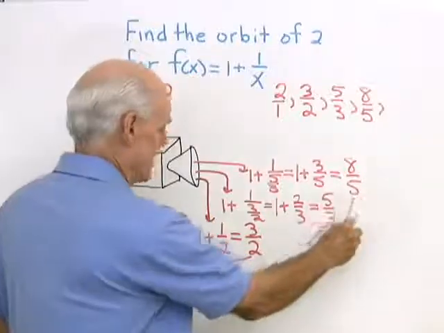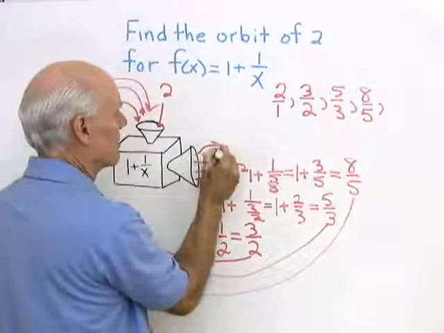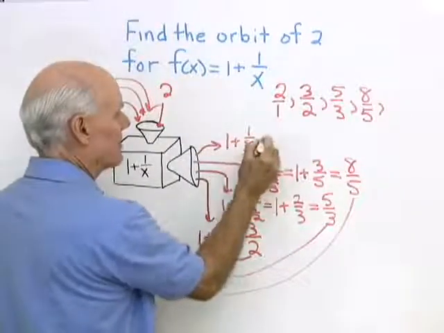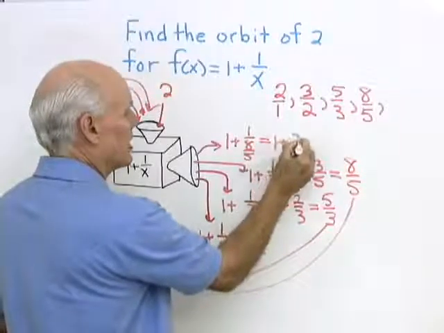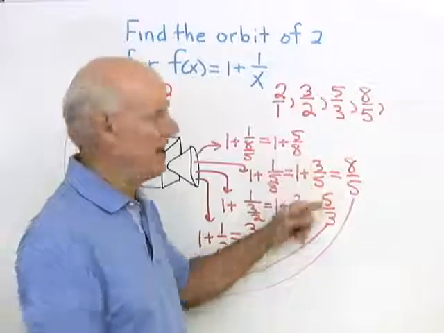I'll actually put this back in. Let's take 8/5, put it back into the function, see what comes out. 1 plus 1 over 8/5. 1 plus 5/8. Okay, 8/8 plus 5/8.